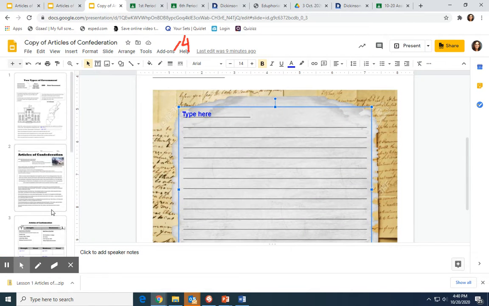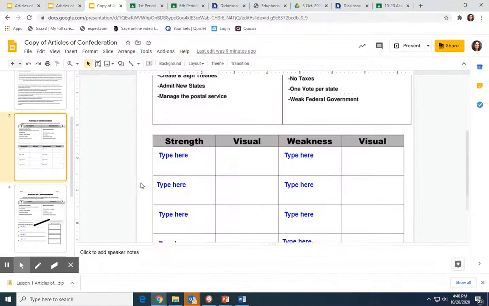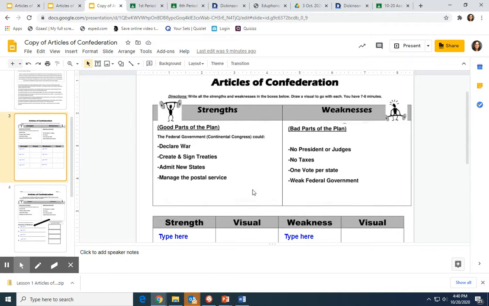You are successful if I showed you this list and you told me it came from the Articles of Confederation. There's one document this year where I will teach you the strengths and weaknesses, and it's what you're looking at right now. You just have to memorize that. If you have any questions, let me know.